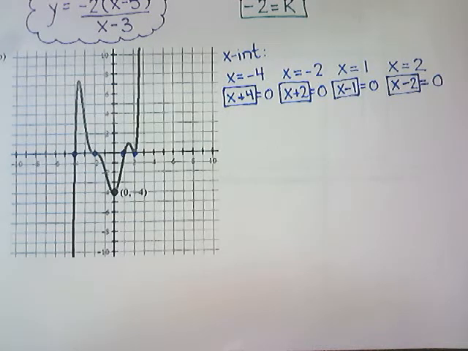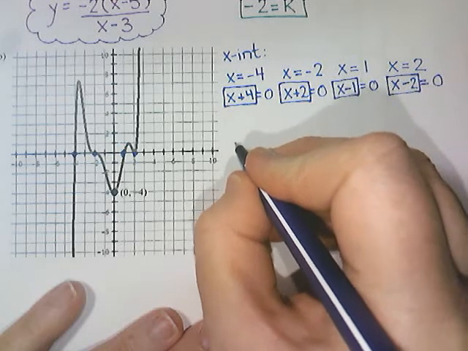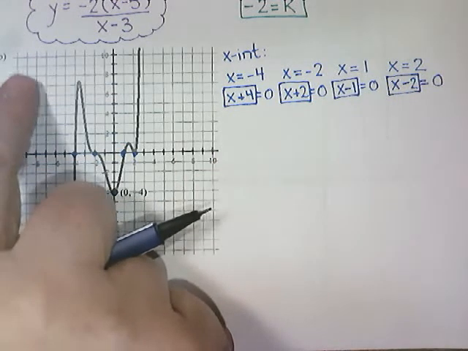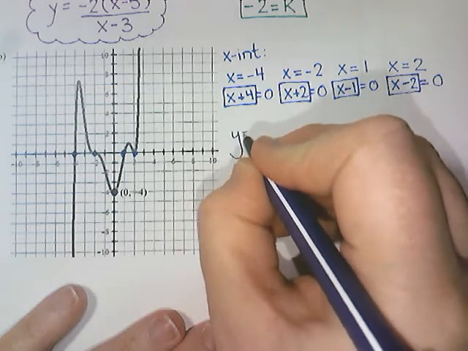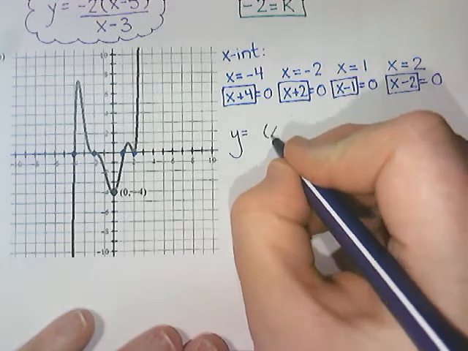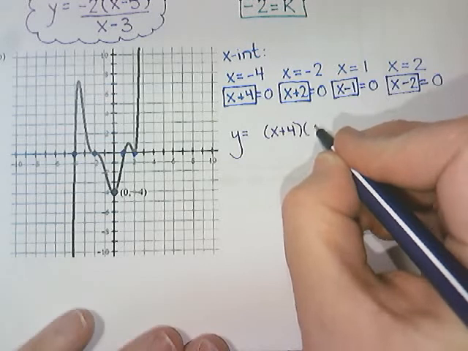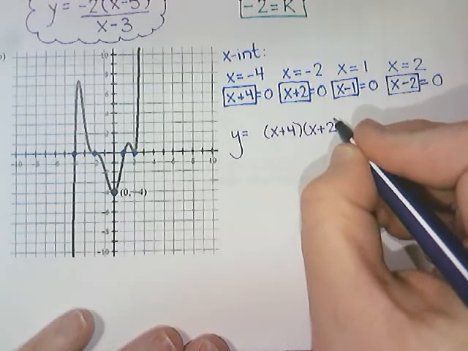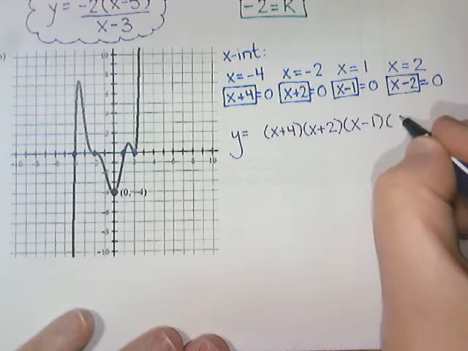I know there's no denominator, so I can just take my equation and start building. So I could do f of x equals, or b of x equals because this is question B, or I'm just going to write y equals. So I'm going to have a bracket x plus 4, x plus 2, x minus 1, and x minus 2.